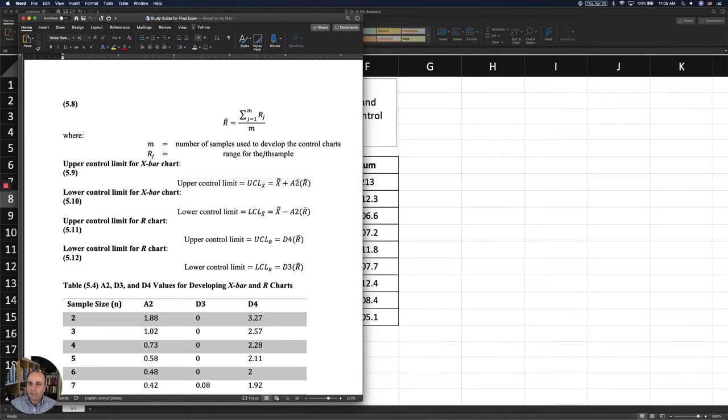You see that I have X double bar, I have A2 R bar, and so on and so forth. So let's build these little by little. First thing that I need is X double bar and R bar. First, let's go ahead and take care of these, and I will come back and read the values for A2, D3, and D4, and build these UCL and LCL.